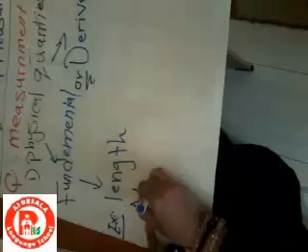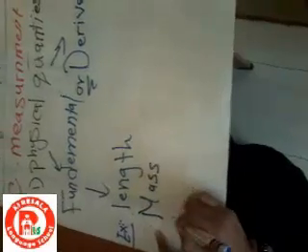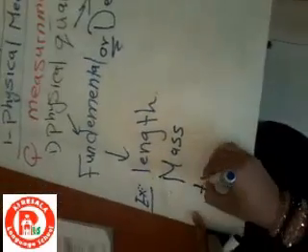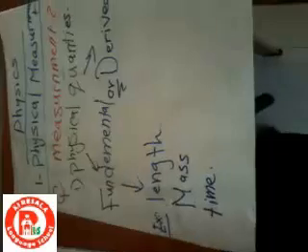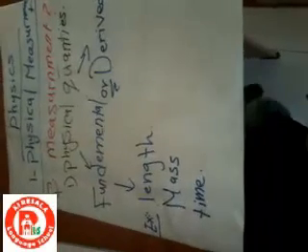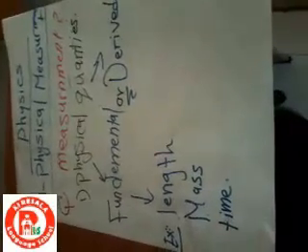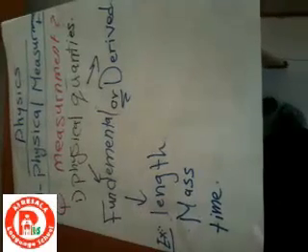Or mass of an object. Or time of an object. Why? Okay, what is meant also by the fundamental physical quantity? If we are talking about the length, we will observe that it will be defined in this term.